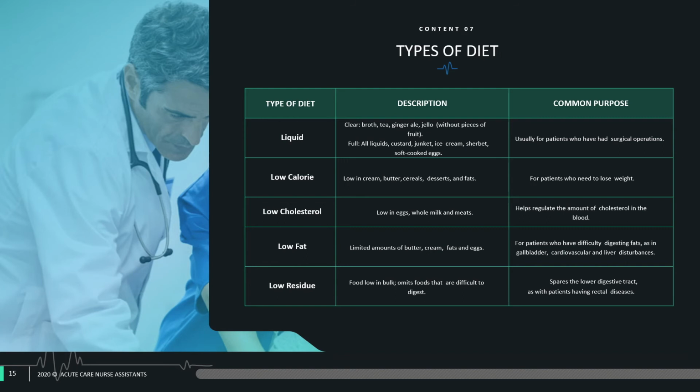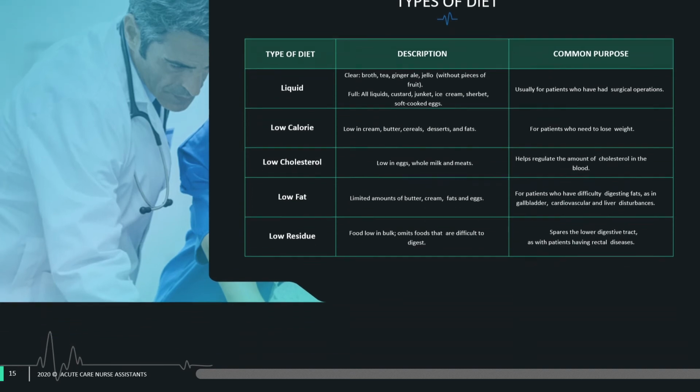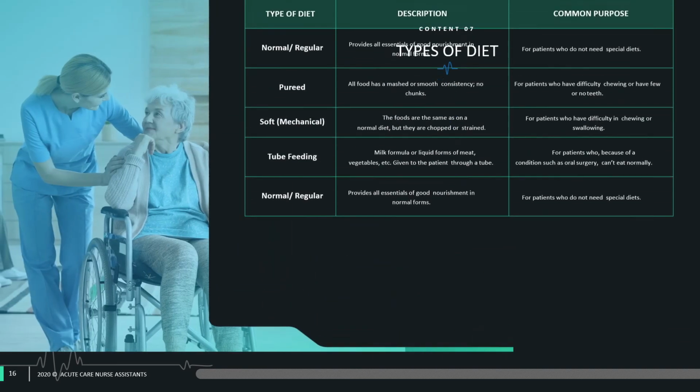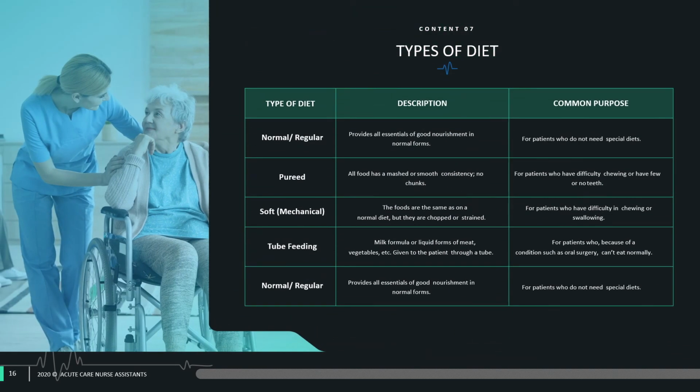Low residue. Foods low in bulk. Omit foods that are difficult to digest. Spares the lower digestive tract, as with patients having rectal diseases. Normal or regular. Provides all essentials of good nourishment in normal forms. For patients who do not need special diets.